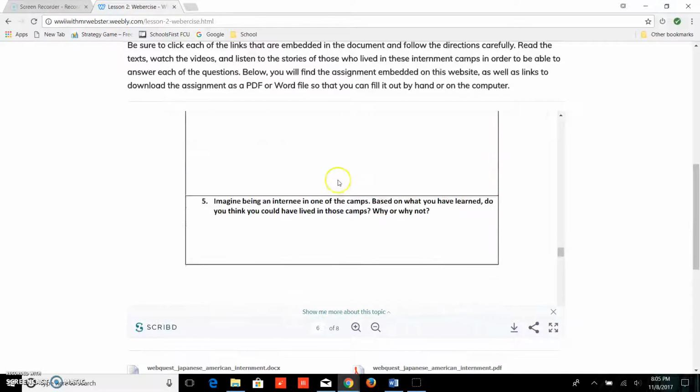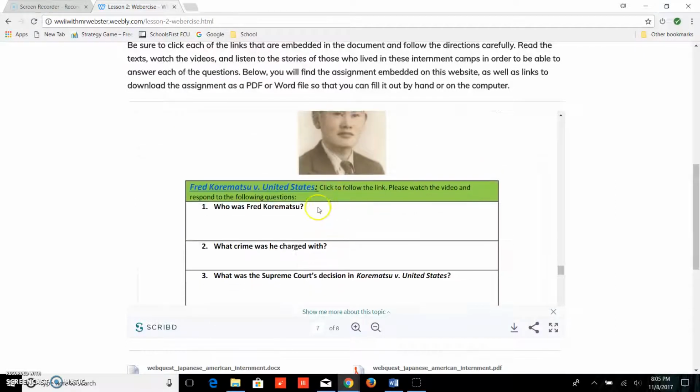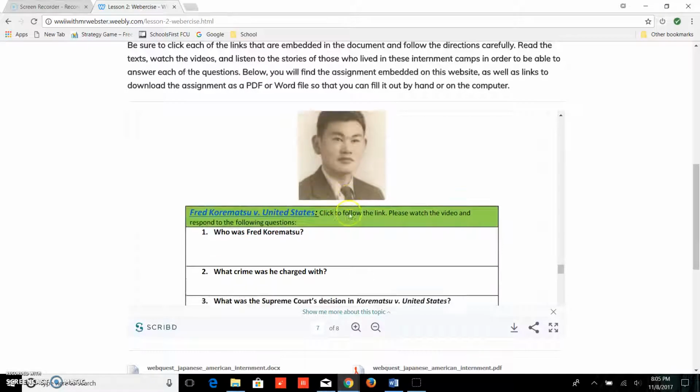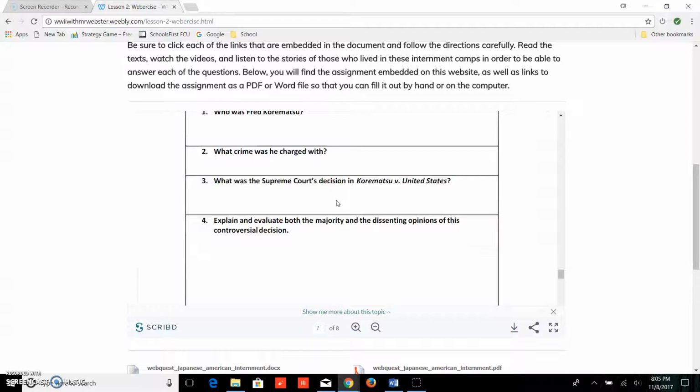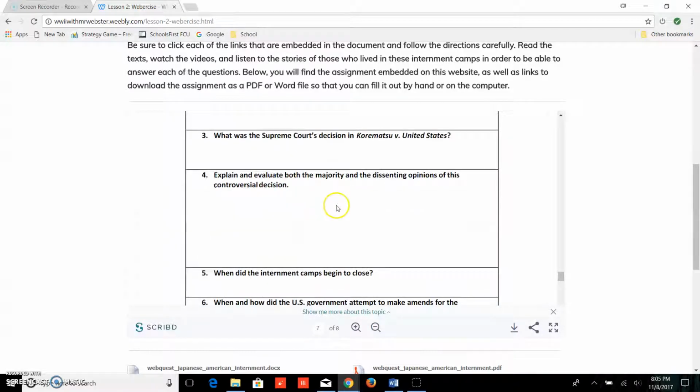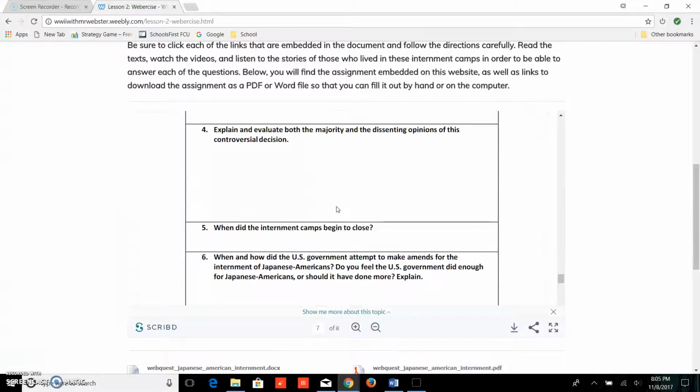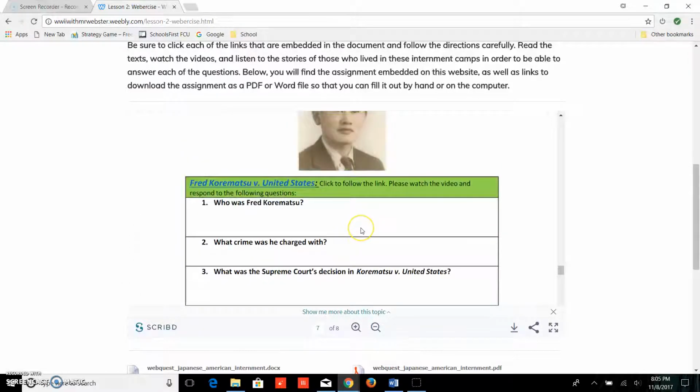And I also have them learning about the case of Fred Korematsu versus the United States down here, and evaluating the arguments of the majority and the dissenting opinions, considering whether the U.S. government has done enough to make amends in the years following World War II. It's higher order thinking. They're not just spitting back a response. They have to actually take in the information and produce something on their own.